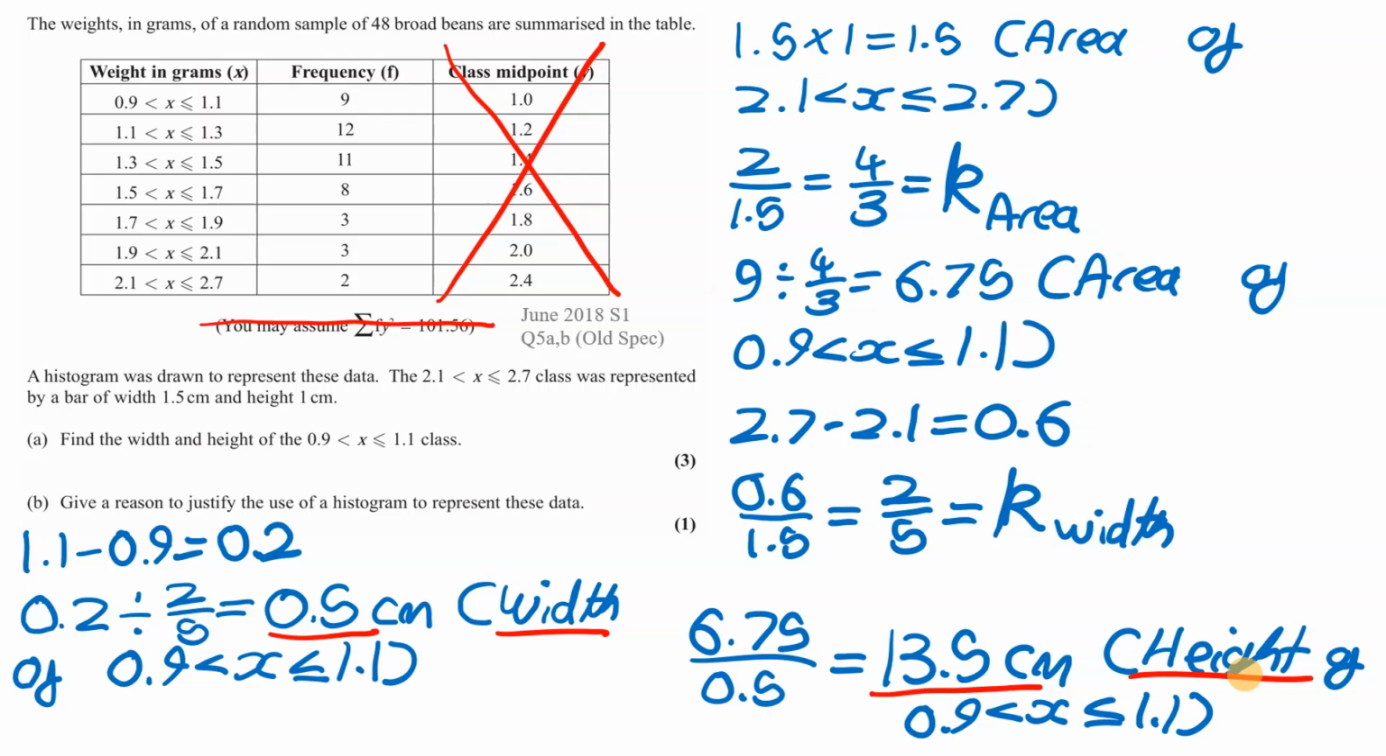Question 6 and question 7 in exercise 3D, and question 5 and question 8 in the mixed exercise 3 are examples in which you need to find the width and the height of the 0.9 to 1.1 class. So maybe have a go at those to see if you can get the hang of it as well.